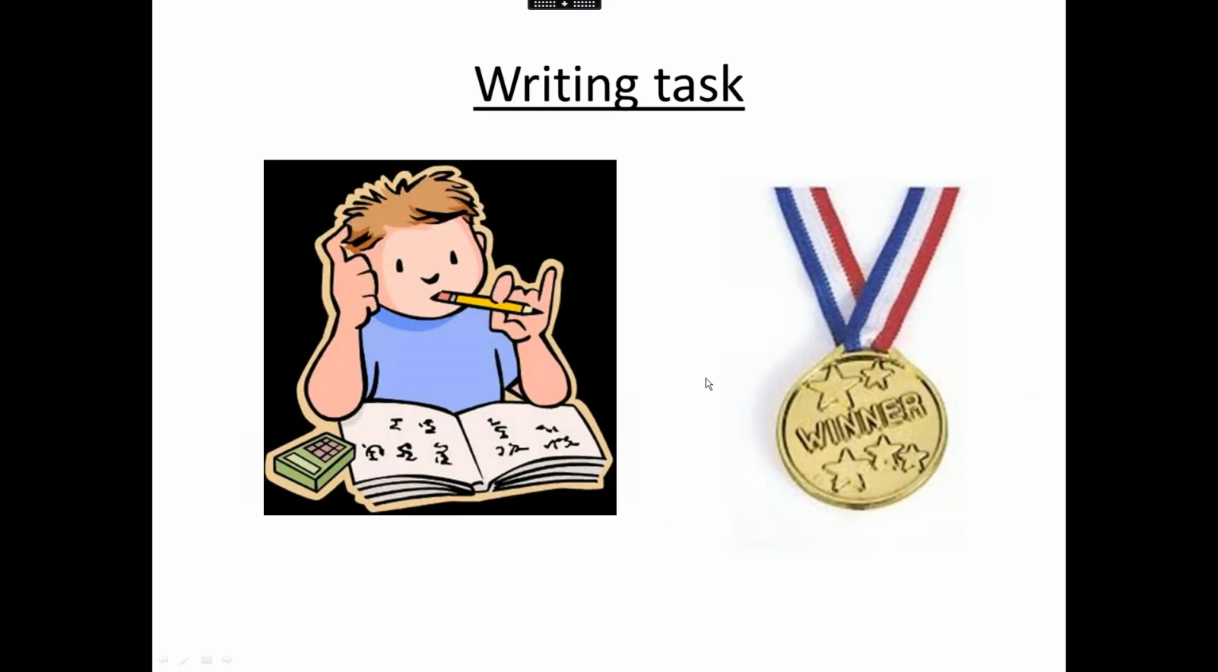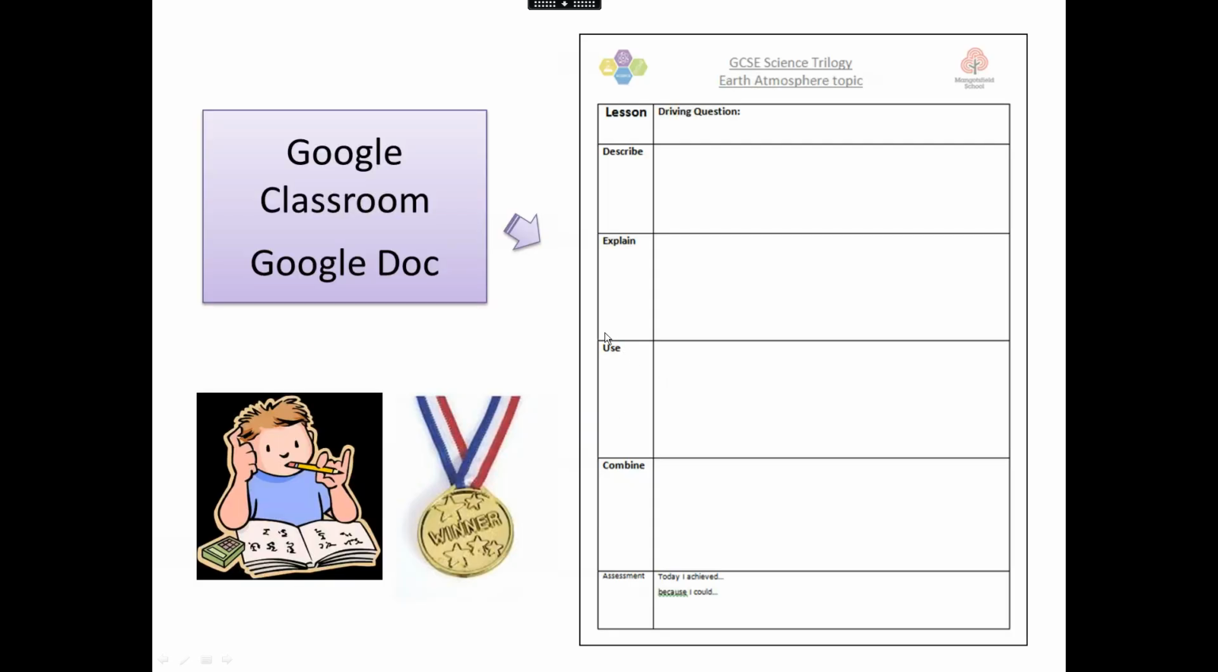Okay, it is time for the writing task. So as you have been doing throughout this topic, go back to the first assignment, which was a Google Doc exercise book that has got everything you need for all of the lessons. So open that Google Doc exercise book from the first assignment, scroll through it until you find lesson 5, the driving question, the describe, explain, use, combine are already filled in, along with some sentence starters. So add your notes in there. Go to Google Classroom, click on the first assignment, Google Doc exercise book, and then add your notes for lesson 5.